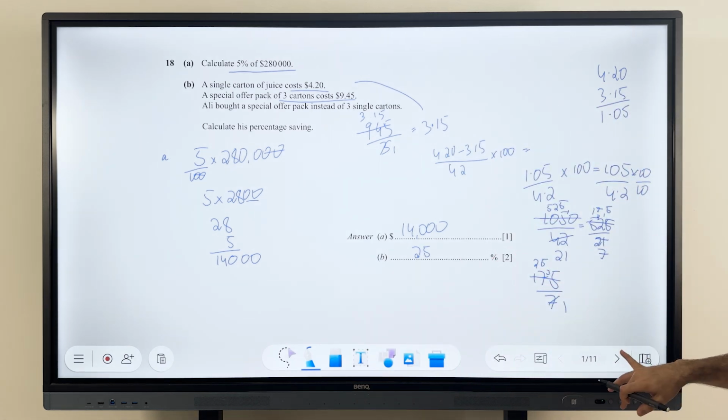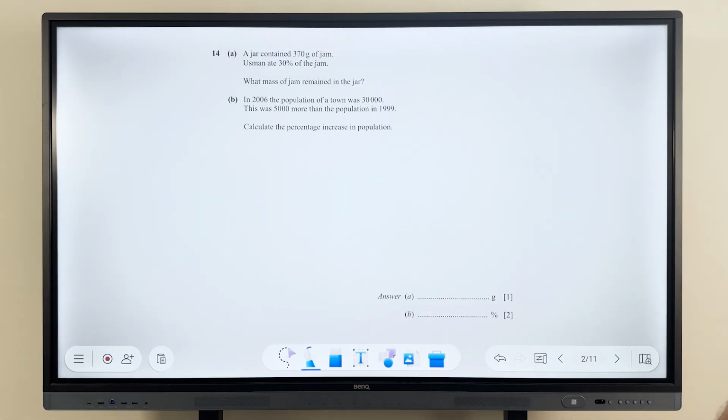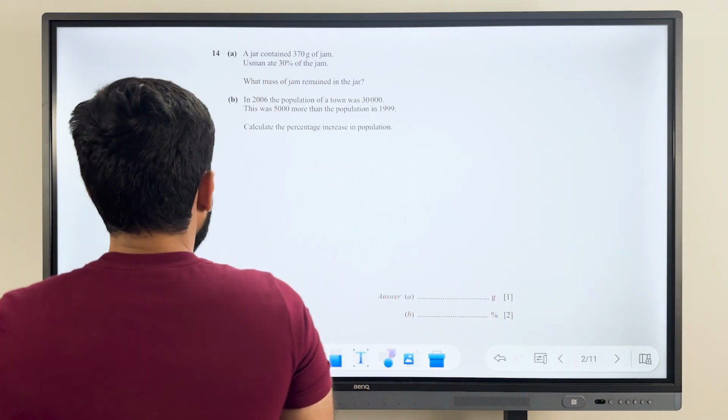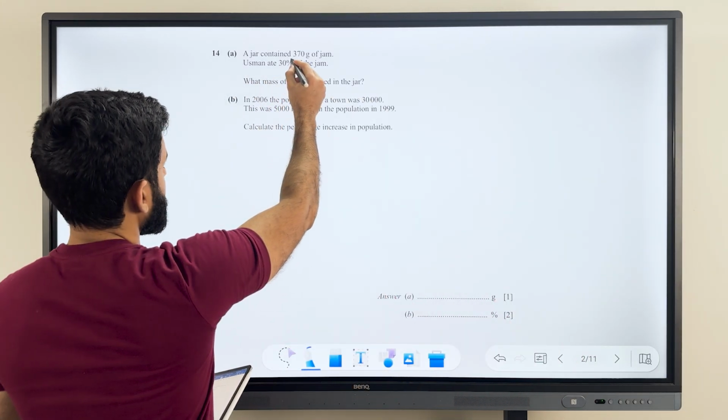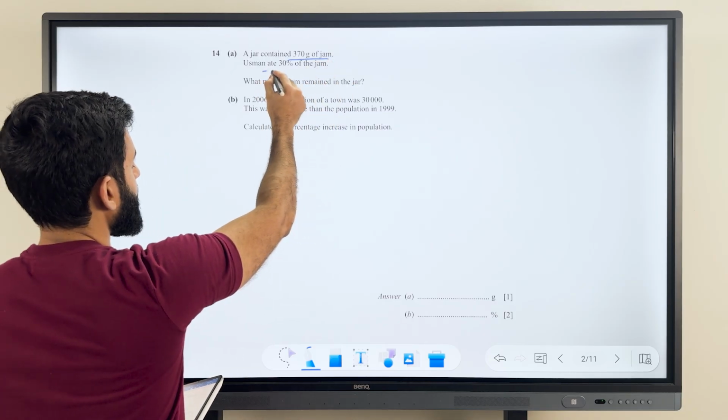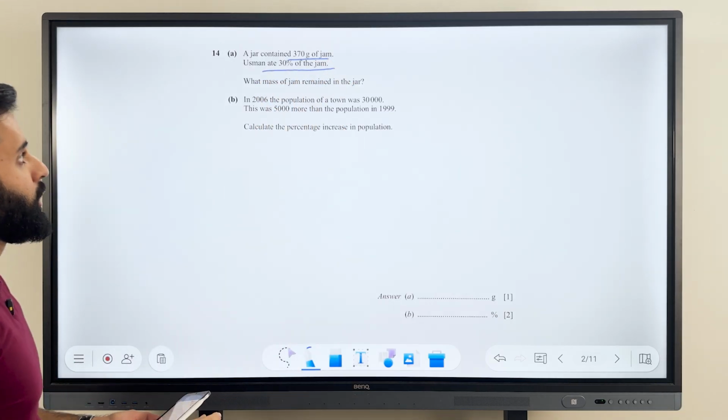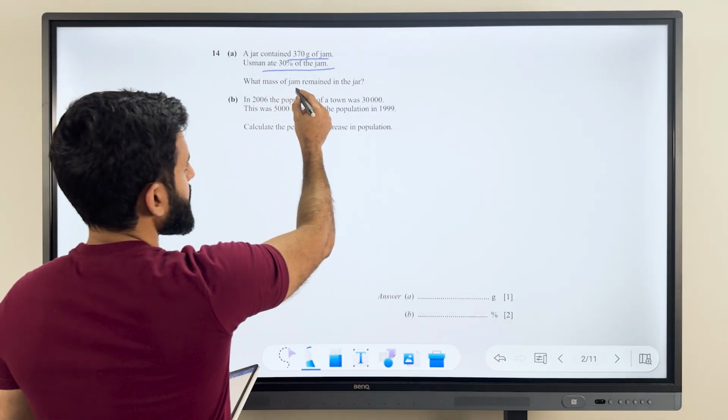So that was one question. Let's move on to the next question. Let's see what this question says. A jar contained 370 grams of jam. Usman ate 30% of the jam. What mass of the jam remained?